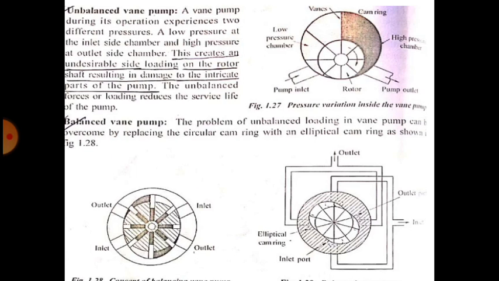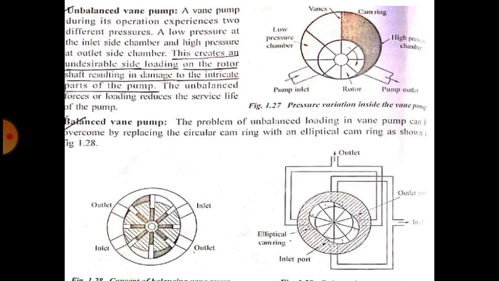The above figure shows an unbalanced vane pump. Here the rotor, the casing and the vanes are shown by lines. Inside the rotor there are slots, and in the slots the vanes are going to move. The rotor is connected to the motor. When you start the motor, the rotor starts to rotate.